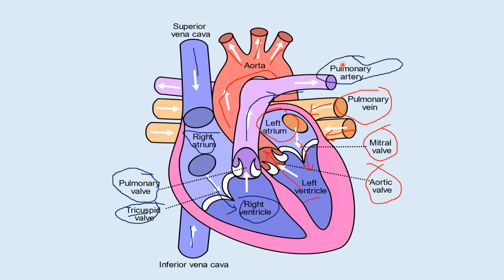In the lungs, the blood is purified and is brought back to the left atrium through the pulmonary veins, and the left atrium opens into the left ventricle and the left ventricle opens to the aorta through the aortic valve, and pure blood is pumped to various parts of the body.